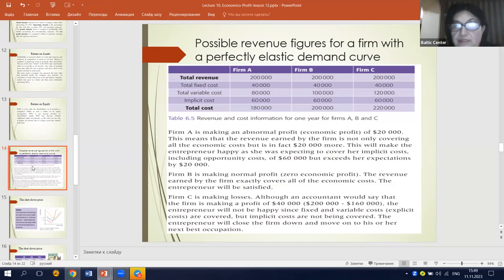So I give you some examples also here. So how the company makes a profit, yes. So here with the figures, on the left we have total revenue. So three different companies there. So they give the information for total, yes. So a measure of total fixed costs, total variable costs there, and implicit costs.